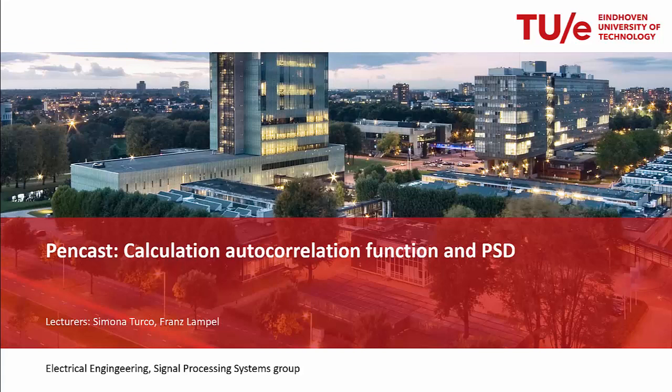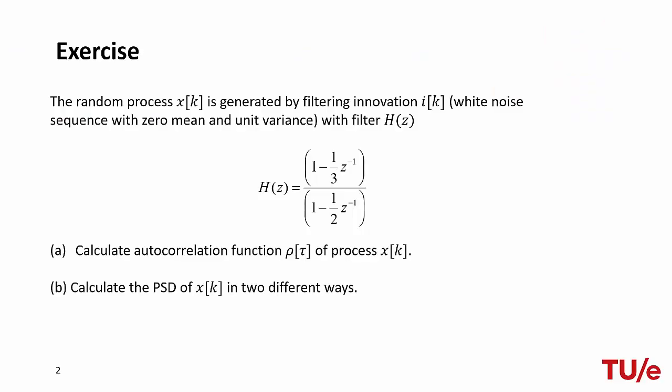In this pencast, we will see how to calculate the autocorrelation function and the power spectral density. To learn how to do so, we will take this exercise as an example. In this exercise, we have a random process X generated by filtering innovation I, which is a white noise sequence with zero mean and unit variance, with a filter with the system function given in the slide.